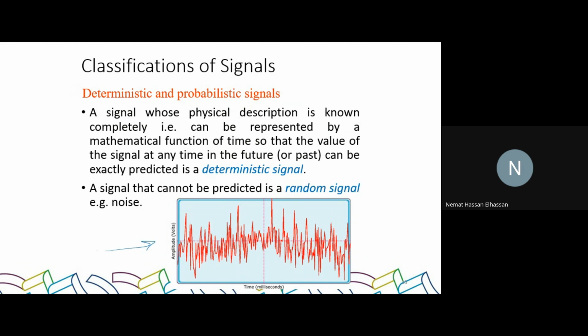We cannot define noise. You cannot have a rule that says that the noise at 5 p.m. in the radio will be this much. Otherwise, we would have solved a lot of problems. So we call this a probabilistic signal.